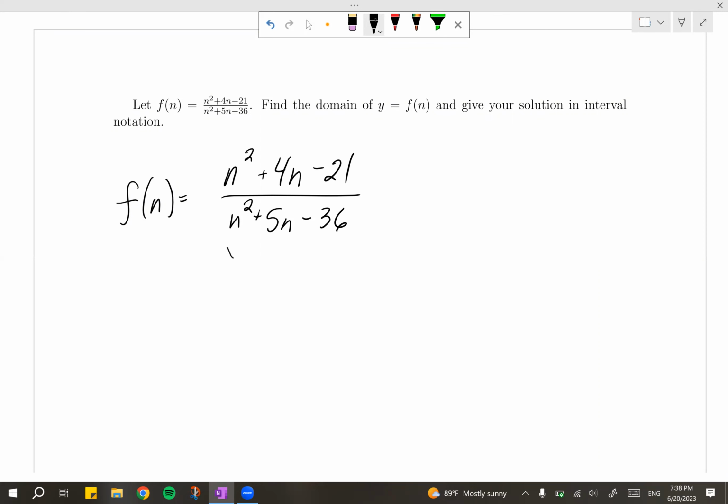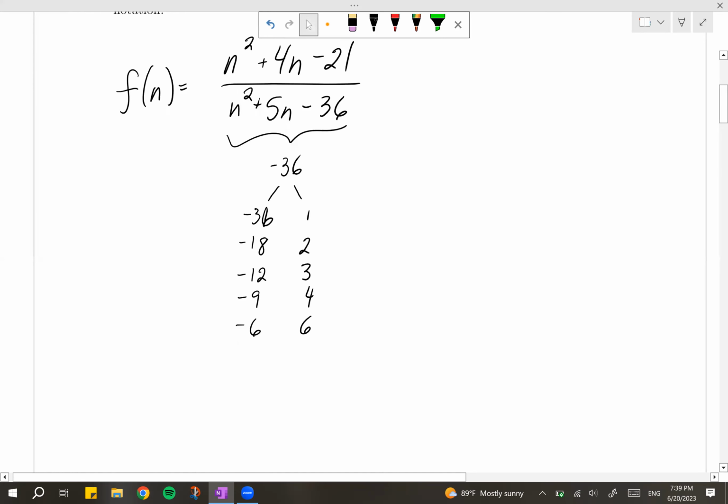So my denominator, I have negative 36, and I want to see what the factors are of 36 that add together to get positive 5, if there are any. So negative 36 can factor into negative 36 and 1, negative 18 and 2, negative 12 and 3, negative 9 and 4, negative 6 and positive 6, and then all the negatives kind of backwards for this.